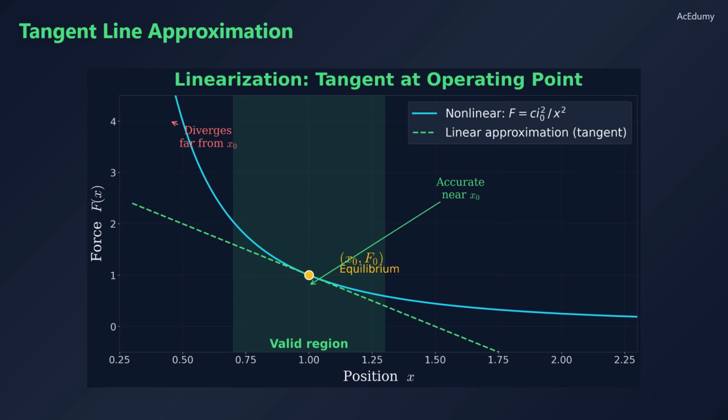Think of it geometrically. The magnetic force is c i squared over x squared, a nonlinear curve. At the equilibrium point, we draw a tangent line. This tangent is our linear approximation. Near the equilibrium, the tangent closely matches the curve, so the linear model is accurate. But as we move far from equilibrium, the tangent diverges from the actual curve. This is why linearized models have a limited range of validity. The approximation works best for small perturbations around the operating point.